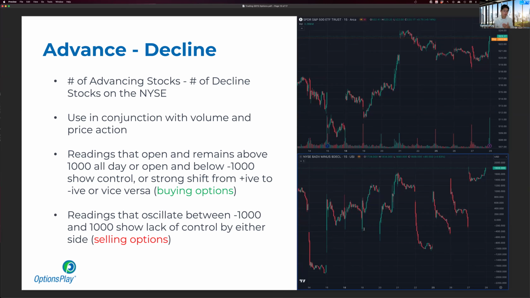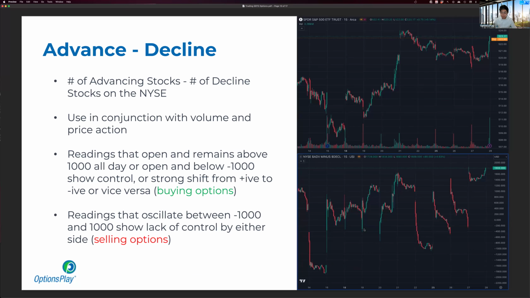So advance decline, even though similar to tick, is measuring kind of the same thing, but we're looking at a different time frame, so it's less chaotic. You're looking at how many stocks are up on the day versus stocks that are down on the day. And you want to use it in conjunction with volume and price action to give you a better sense for the strength of it. But basically what you're looking at is readings that are above 1,000 or below -1,000.